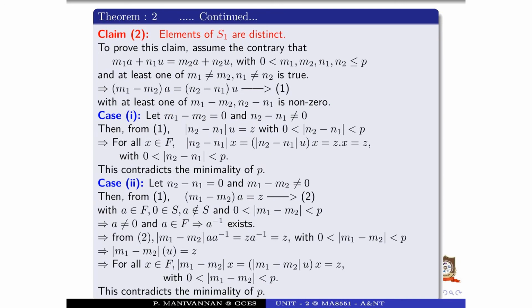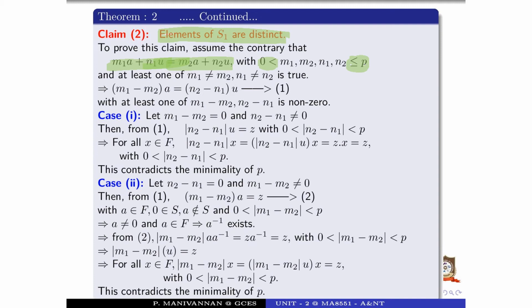Claim number 2. The elements of S1 are distinct. To prove this claim, assume the contrary, that two different values will be equal. In S1, m1a + n1u and m2a + n2u are elements of S1 and they are equal. Here m1 and m2 are greater than 0 but less than or equal to p, and at least one of m1 ≠ m2 and n1 ≠ n2 is true.